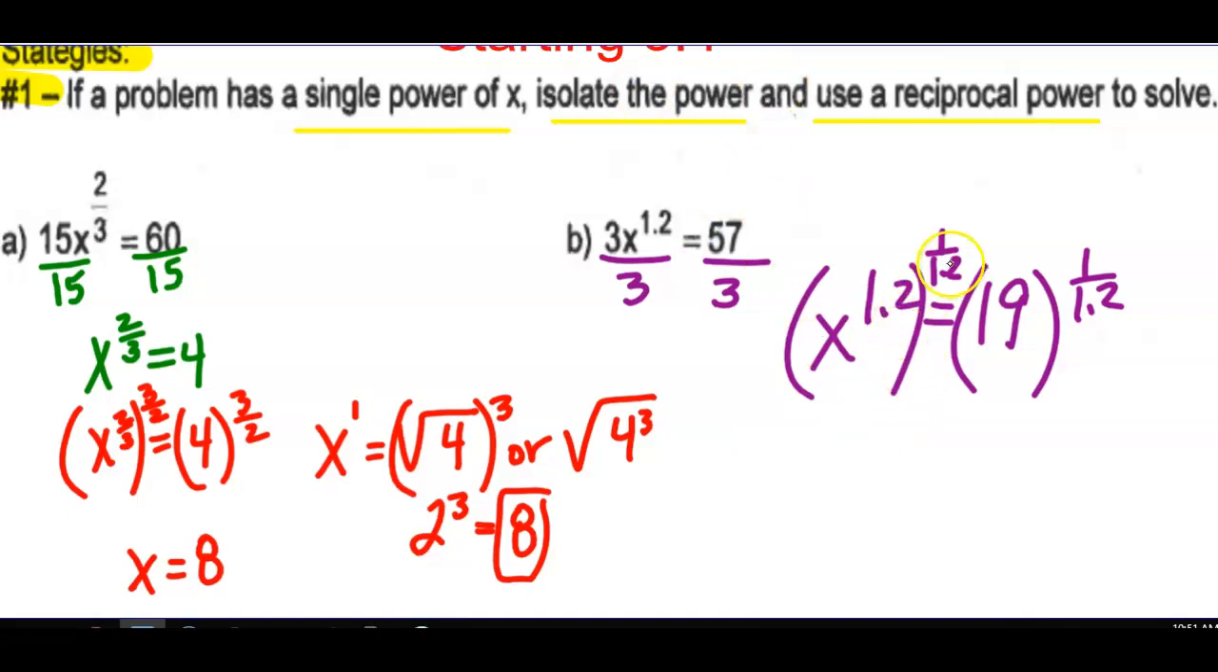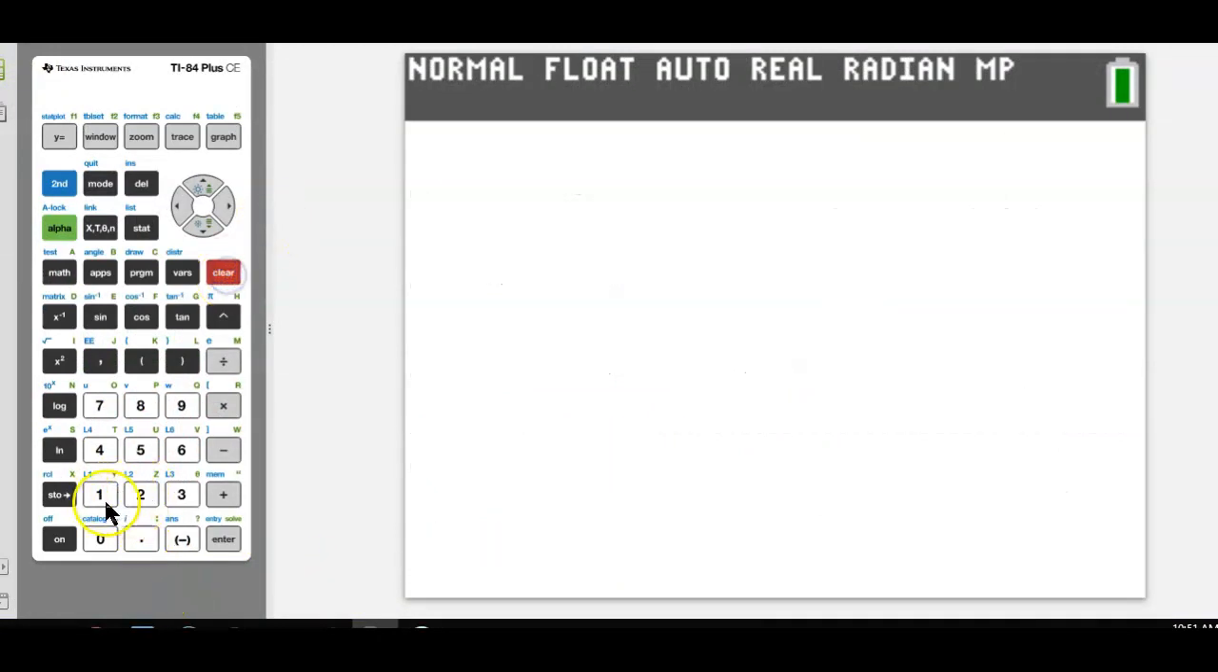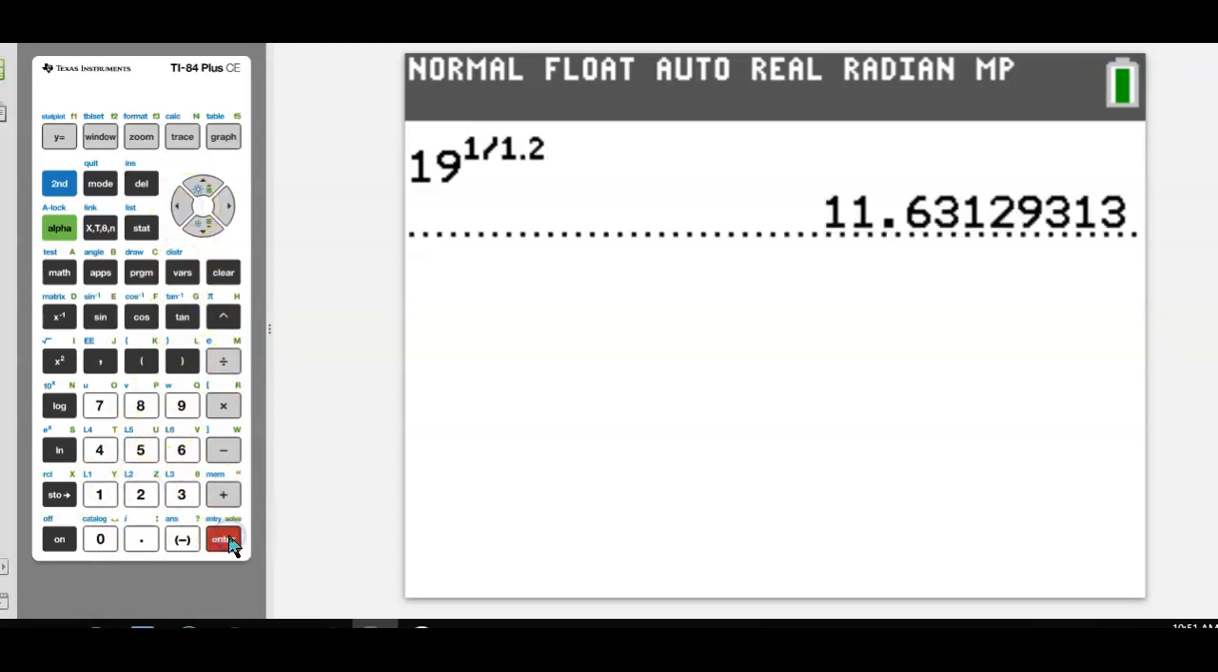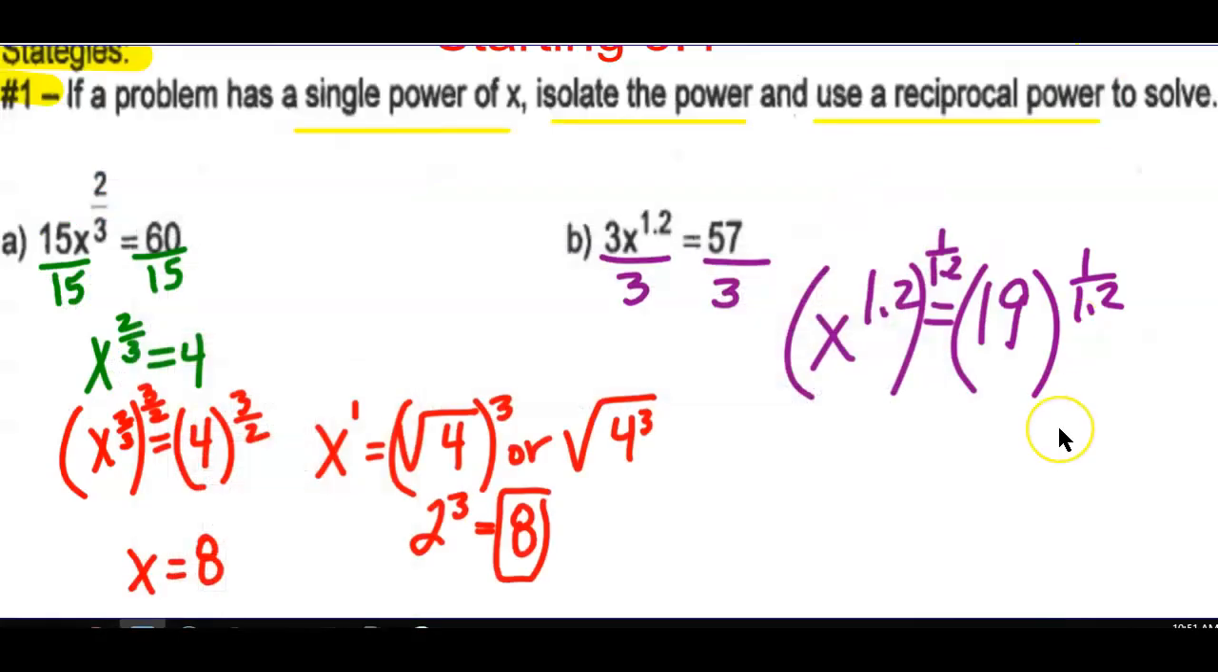So this one, I think we're just going to have to type in on the calculator. 19 to the 1 divided by 1.2 is 11.6313 if I round to 4.